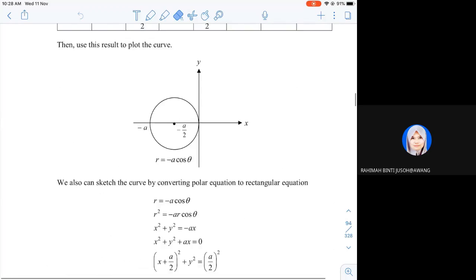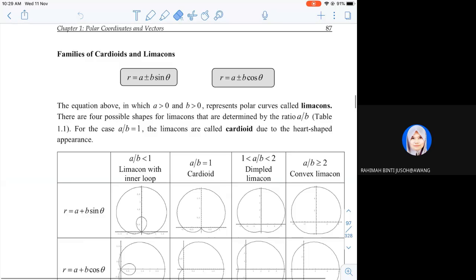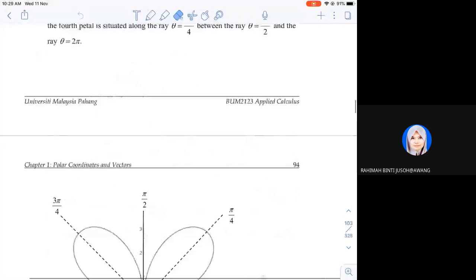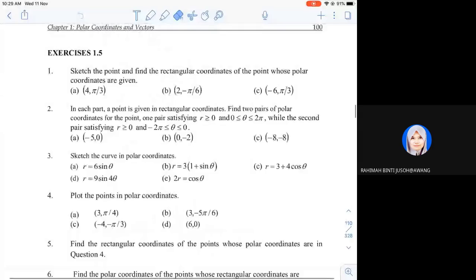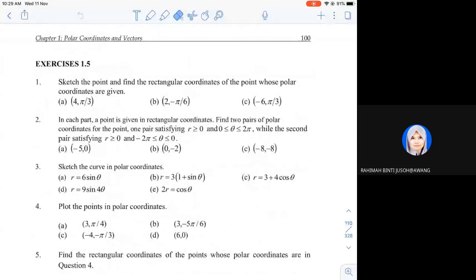Alright, exercise 1. Jauh pula. Okay, here. Exercise 1.5. Okay, so we have this.